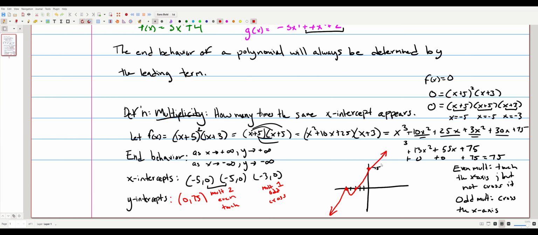And so these are essentially the 3 things that you need to look out for to figure out how to graph a polynomial. So let's go ahead and do one more example, and then we'll call the end of the video there.